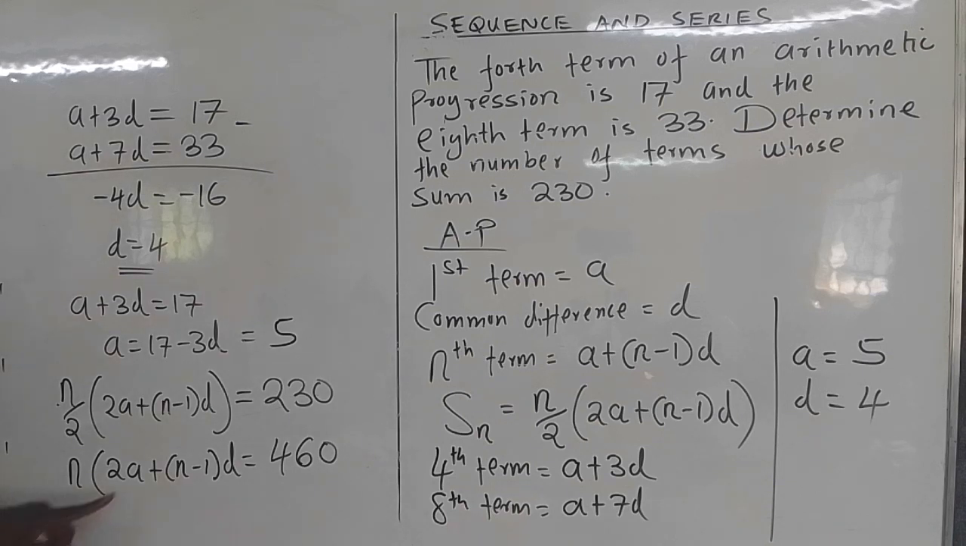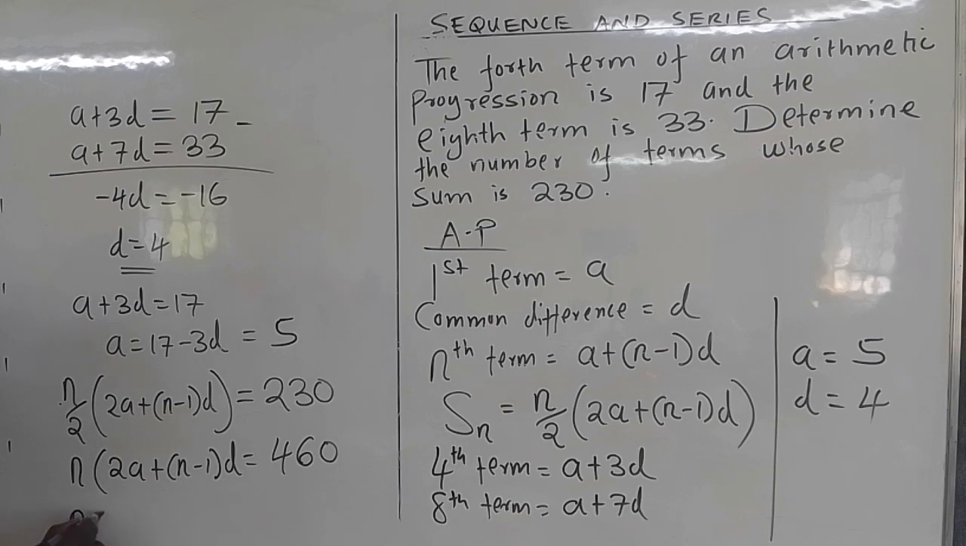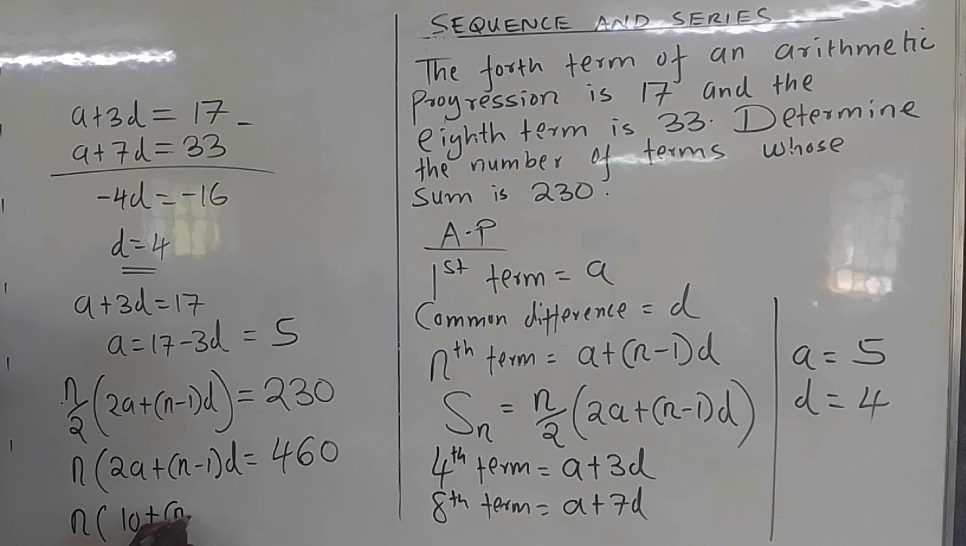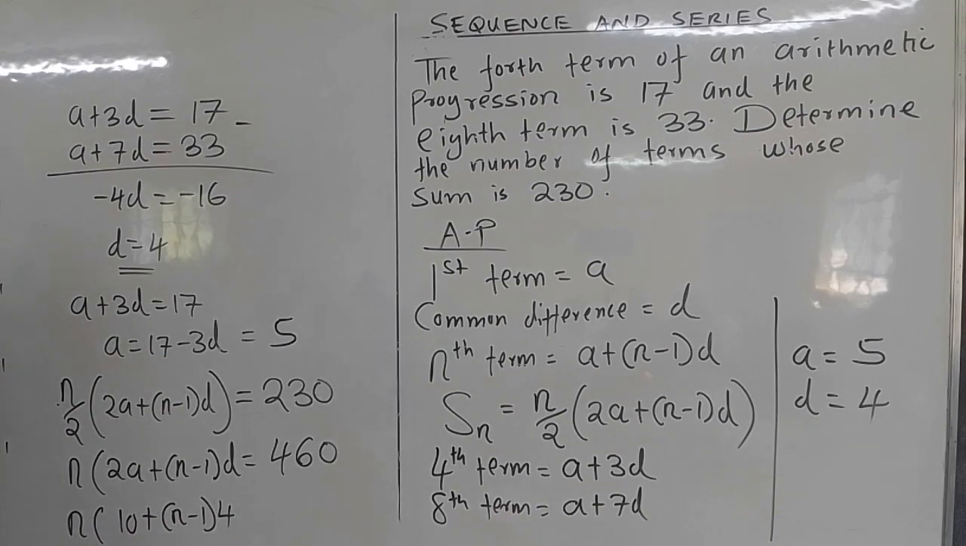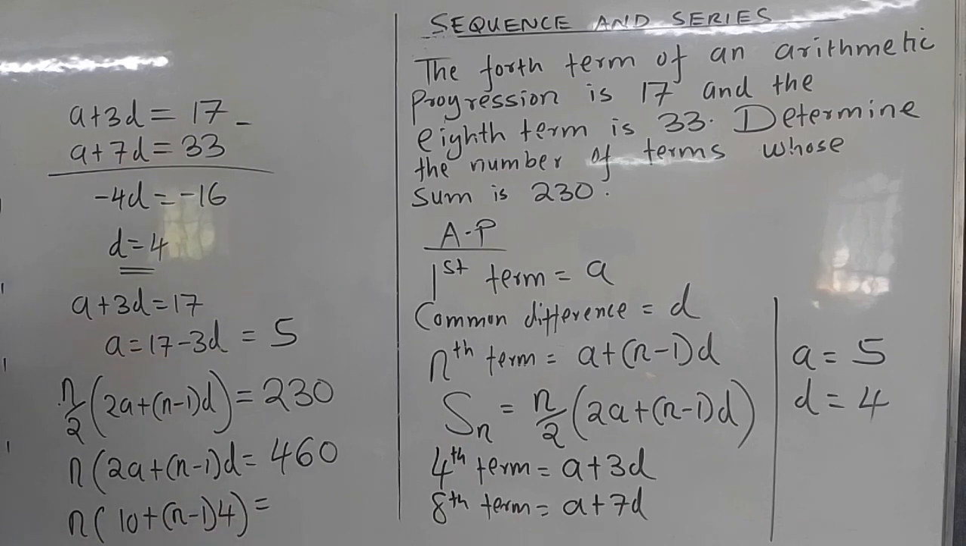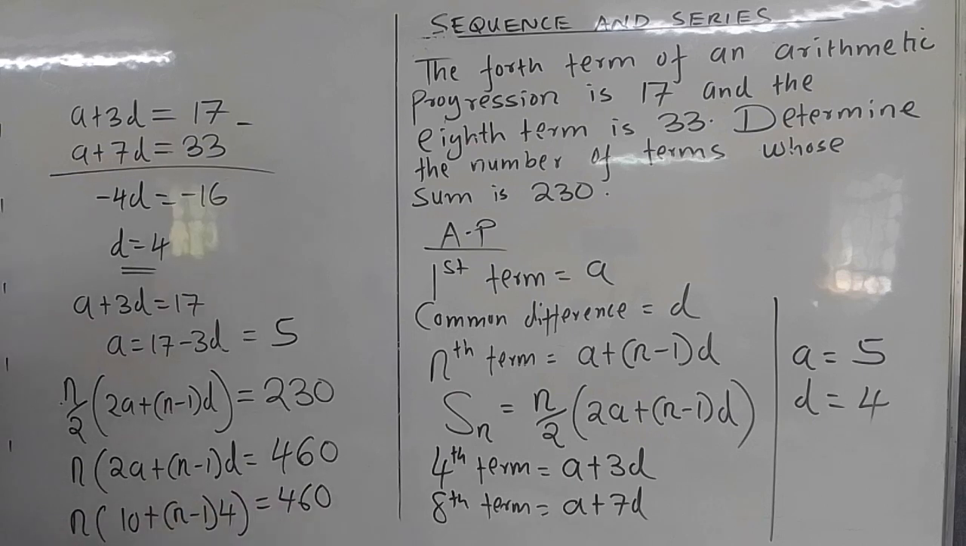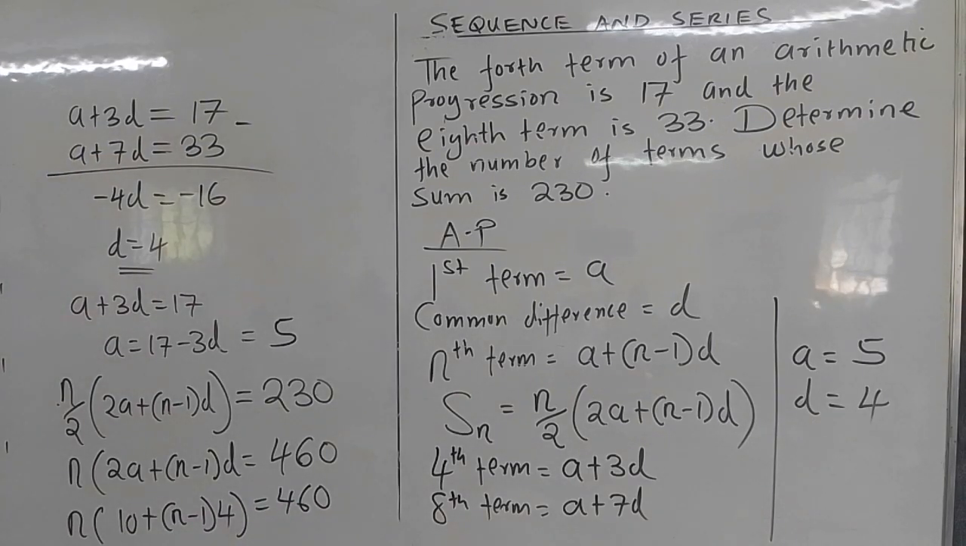So substitute. Where there is A, you put 5. Where there is D, you put 4. So go on. n into 10 plus n minus 1 times 4 is equals to 460. Open those brackets.